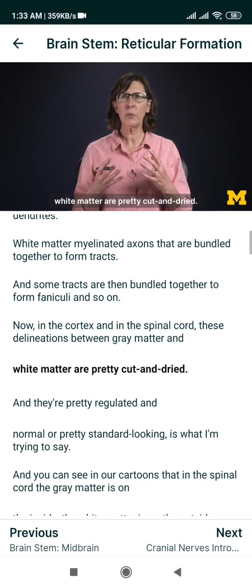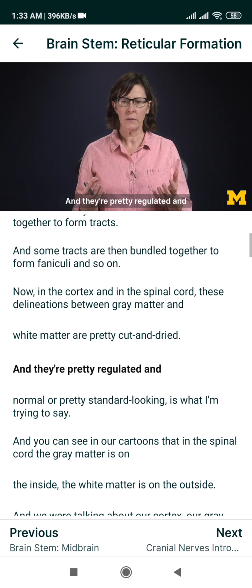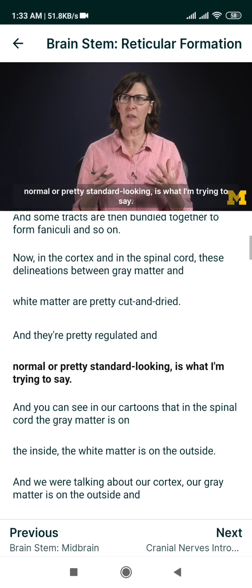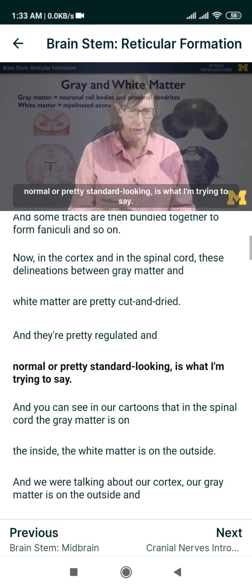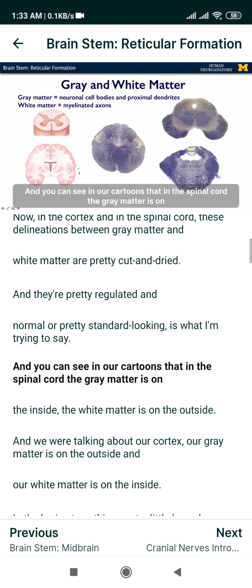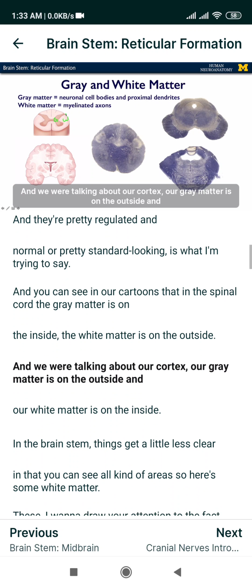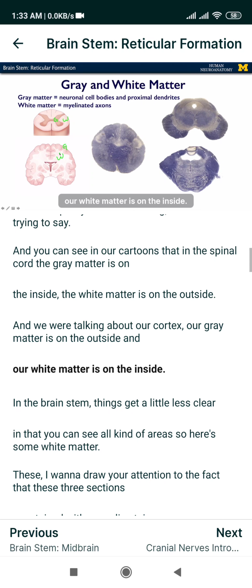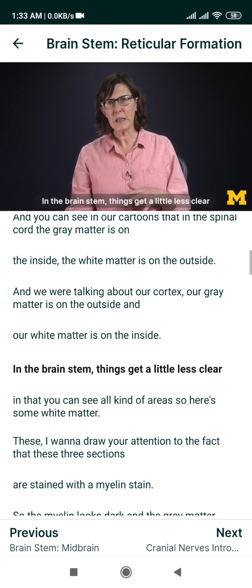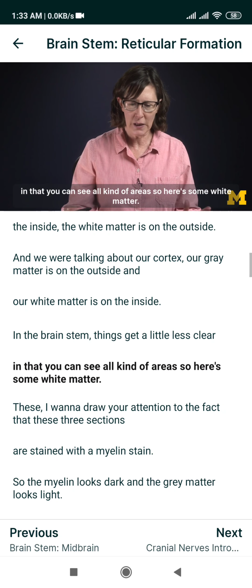Now, in the cortex and in the spinal cord, these delineations between gray matter and white matter are pretty cut and dried, and they're just pretty regulated and normal, or pretty standard looking, is what I'm trying to say. And you can see in our cartoons that in the spinal cord, the gray matter's on the inside and the white matter's on the outside. And when we're talking about our cortex, our gray matter's on the outside and our white matter's on the inside.